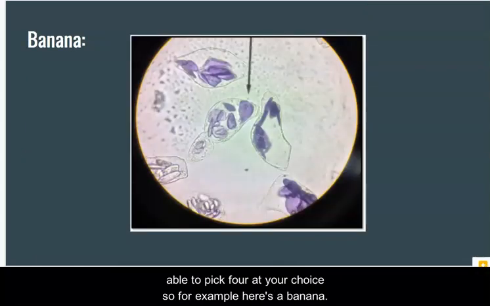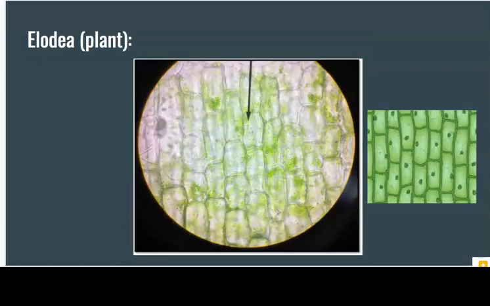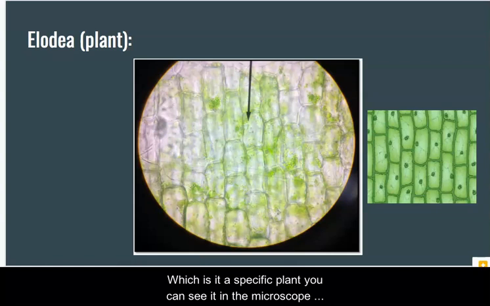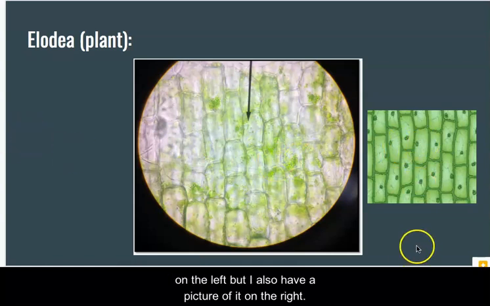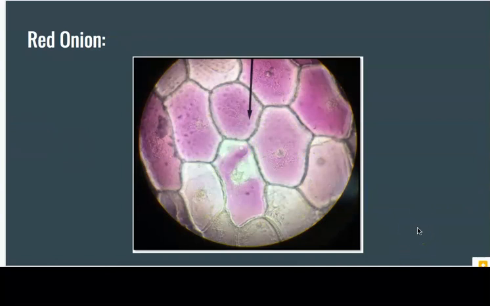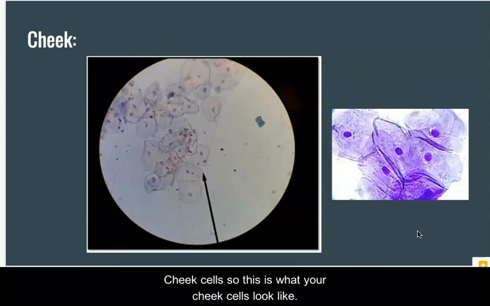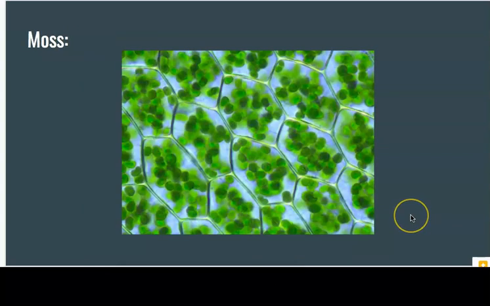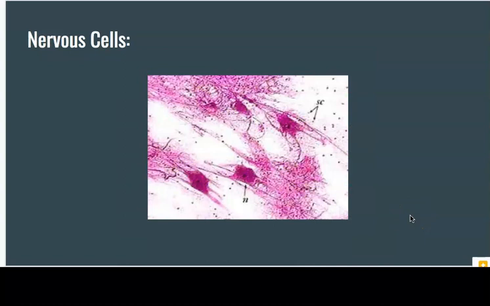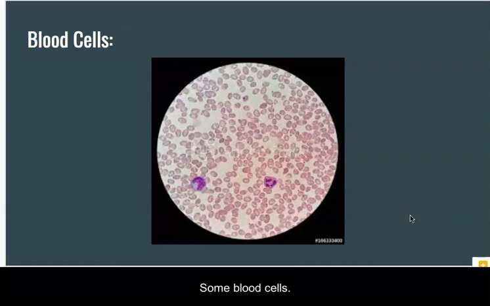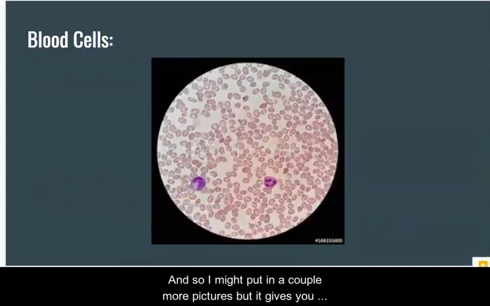So for example, here's a banana. Here is an Elodea, which is a specific plant. You can see it in the microscope on the left, but I also have a picture of it on the right. A red onion, yeast, cheek cells. So this is what your cheek cells look like. Cow muscle. Here's some moss. Some nervous cells. Some blood cells. And so I might put in a couple more pictures, but it gives you the idea.